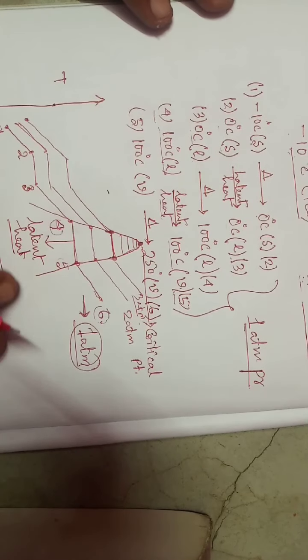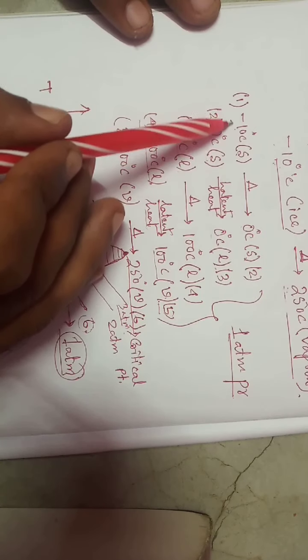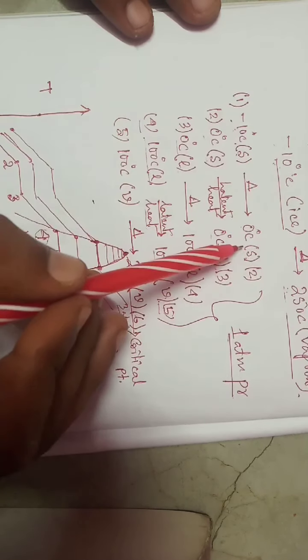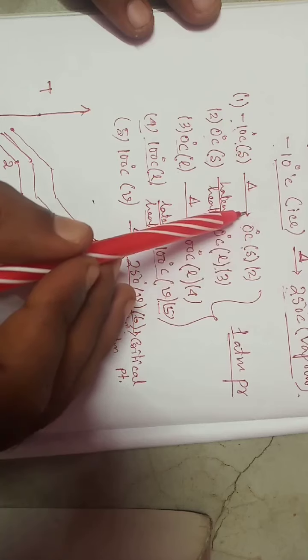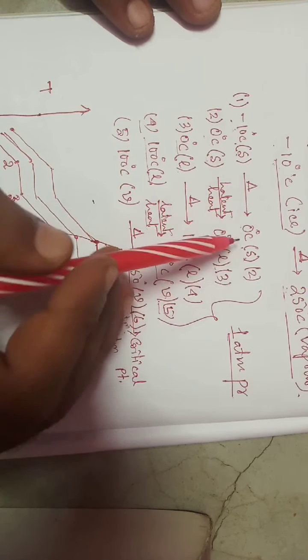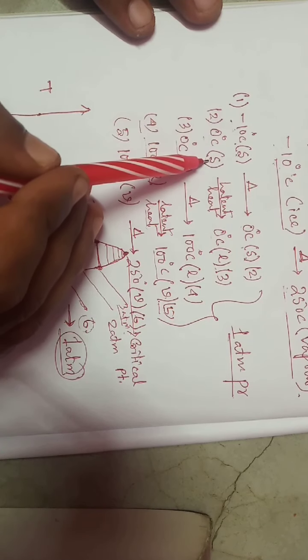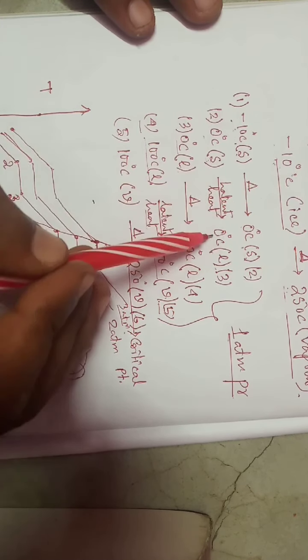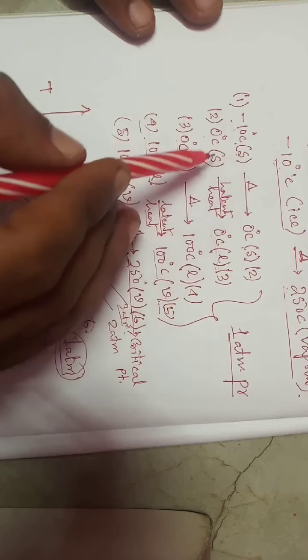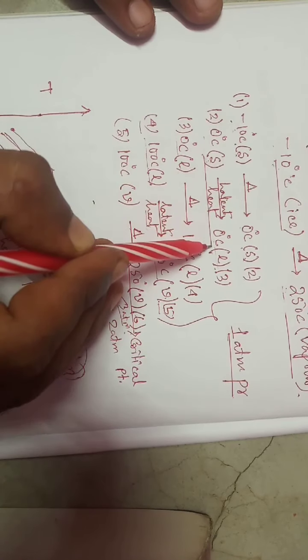From the diagram we can say that here minus 10 degree centigrade solid goes to 0 degree centigrade solid. So is the phase changing here? No. Next point, 0 degree centigrade solid converting into 0 degree centigrade of liquid, this is a phase change process.